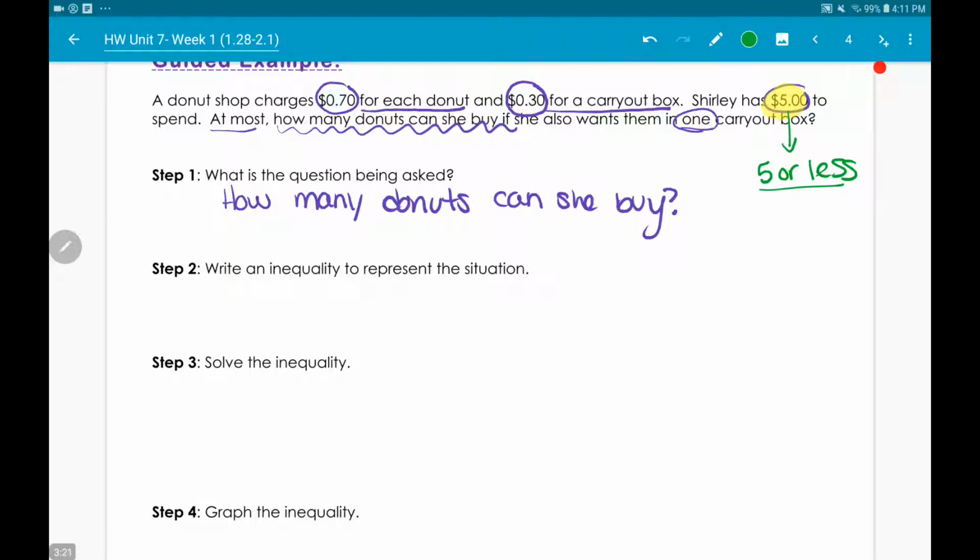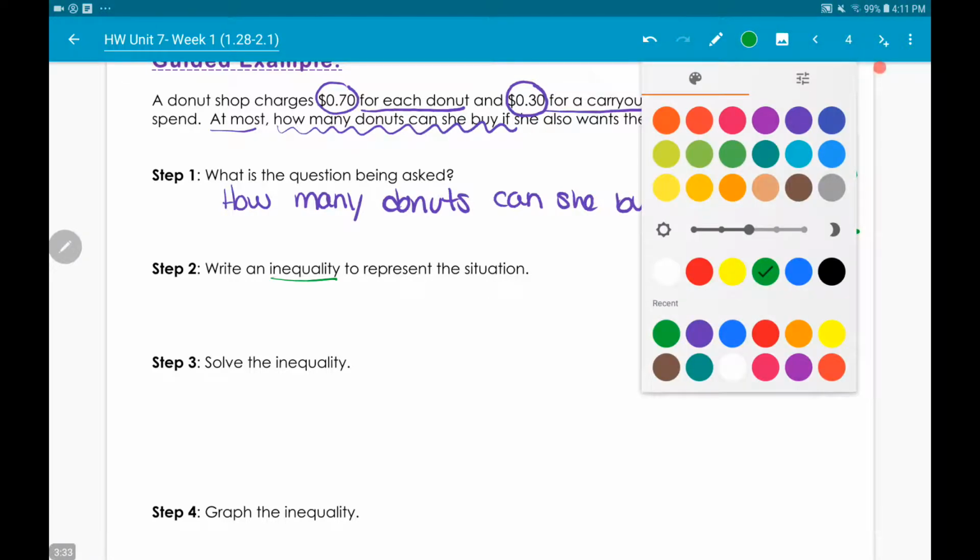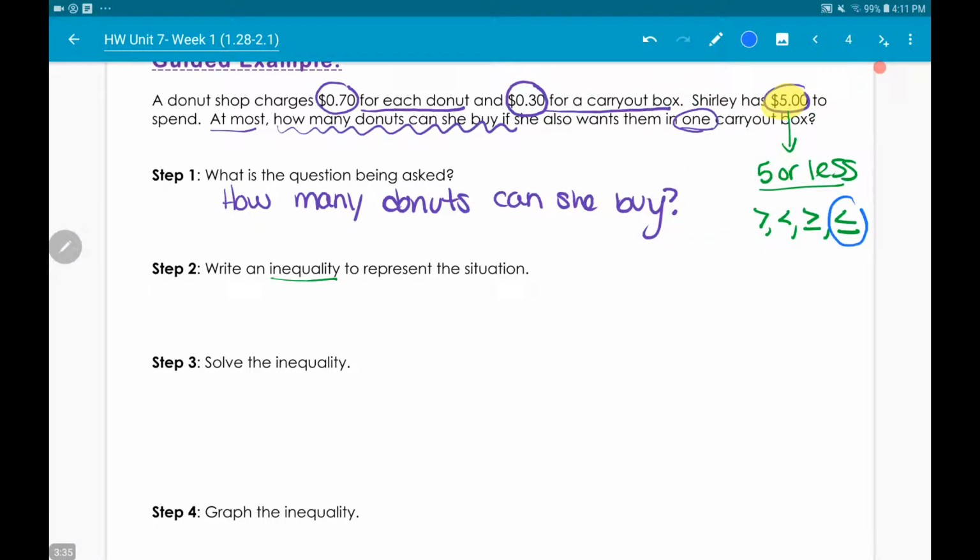So 5 or less, what symbol is that going to be? I'm going to write an inequality. So I need to think 5 or less. Is that greater than, less than, greater than or equal to, less than or equal to? All right, so your correct answer there is less than or equal to. So she is less than or equal to $5 to spend. Now, what's the other side of our linear inequality look like? And remember, it's a linear inequality. So now we're thinking back into that mx plus b format.